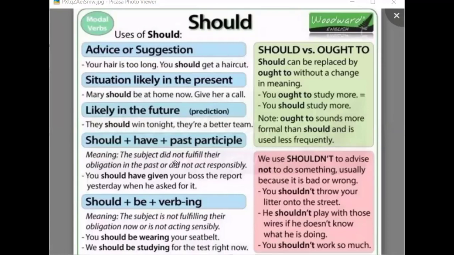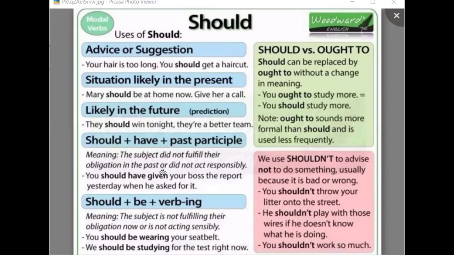Okay, so already we understand everything from the notes. One thing that I find important, and you might already know this, but you should focus on this: should plus be plus verb ing. For example, you should be wearing your seat belt. Now, what does this mean? It means that the subject is not fulfilling their obligation now or is not acting sensibly.